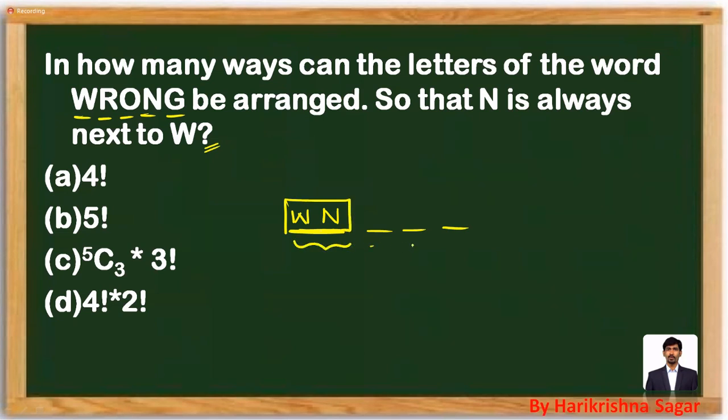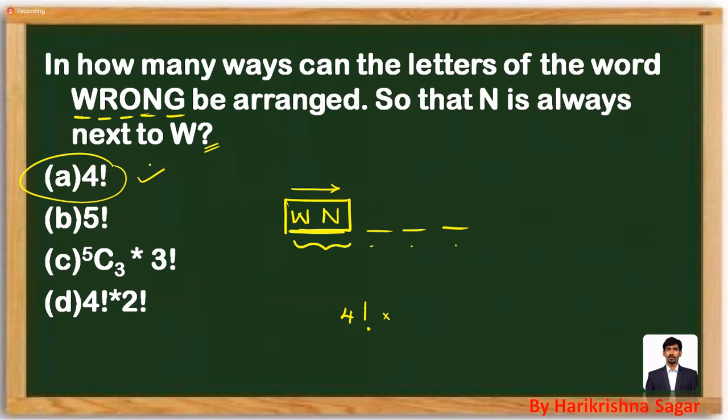So the total units can be arranged in 4 factorial. WN can be arranged in 2 factorial, but as per the data, N is always next to W, so it should follow only one pattern as WN. So 4 factorial itself is going to be the answer. Mark it as option A.